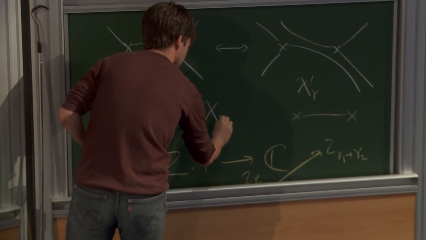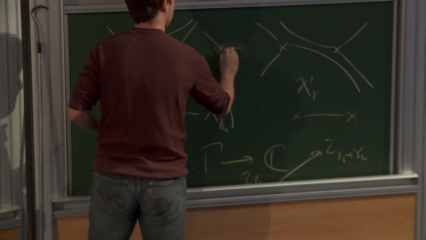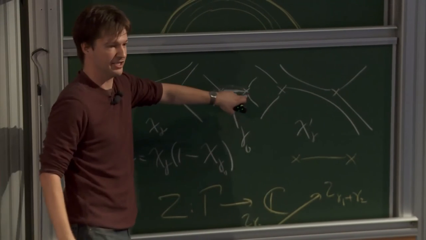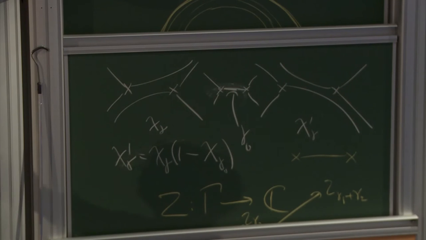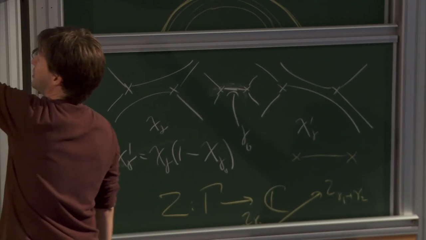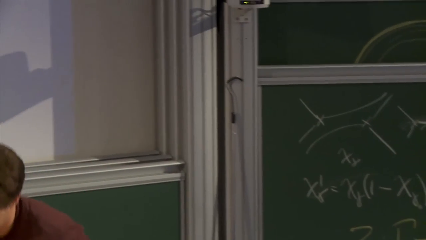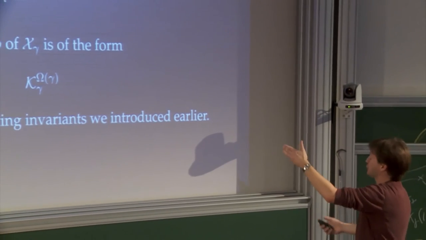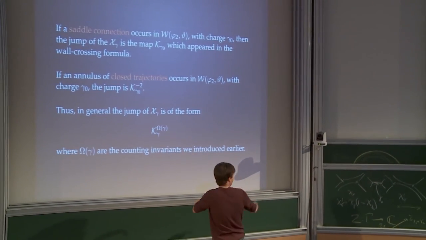So in this case, x prime gamma equals x gamma times 1 minus x gamma naught, where gamma naught is the homology class of the thing that appeared in the middle. So the jump of the abelianized connection is exactly given by this k gamma. So here's the moment where we're, if you like, explaining or re-encountering the same formula that appeared there. So that's a relatively easy computation.